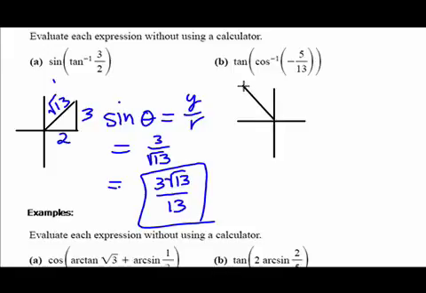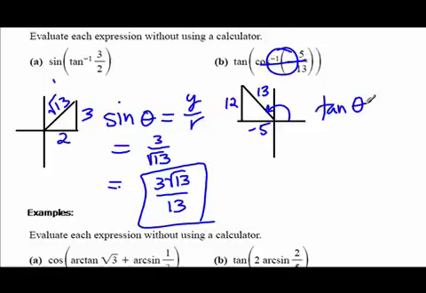So here's some angle in quadrant 2 whose cosine is negative 5/13. Cosine is x over r, so that must mean that r is 13, x is negative 5. And what's the missing side? 12. So there's the angle. Whatever that angle is, that's this angle. Now we're going to turn around and take the tangent of that angle. Tangent is y over x. We get 12 over negative 5. There's your answer.